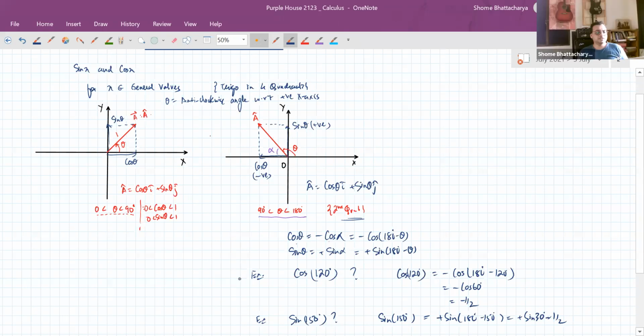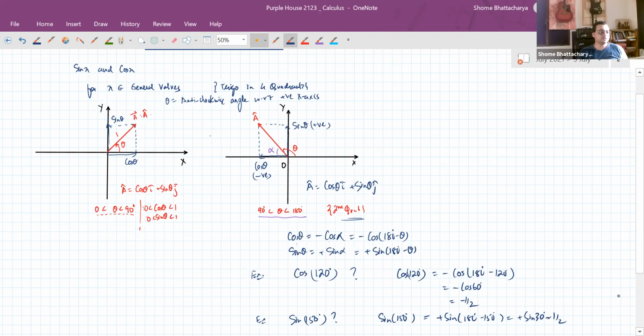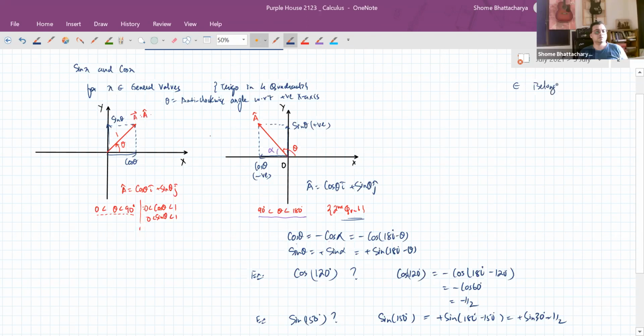Right, so these two examples are clear to all of you. Cos 120 and like cos 120. Sir, at the top, you have written for x, general values. So we are discussing x belongs to. This symbol is belongs to. Okay. This x belongs to the set. It's mathematical language.